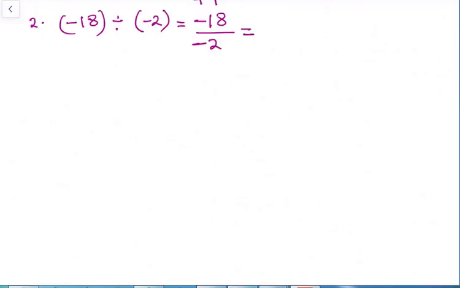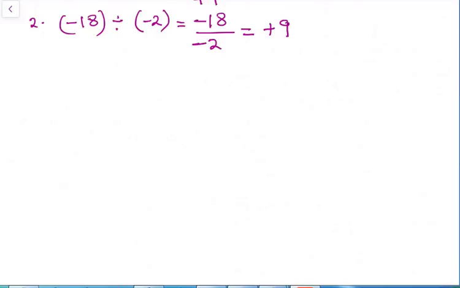So we'll go to the next example, which is if we have negative 18 dividing another negative integer, negative 2. In this case, we are saying that we have a negative 18 as our numerator and negative 2 as the denominator. So if we divide the negative by negative, it becomes positive. Then 2 will go in 18 9 times, because 9 times 2 will give us 18.